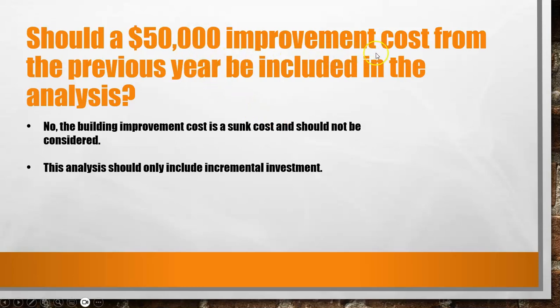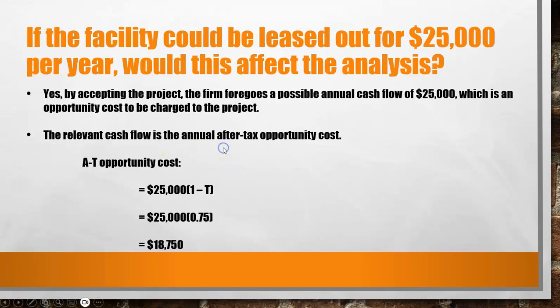Should a $50,000 improvement cost from the previous year be included? No, it's a sunk cost. We talked about that last week. Sunk costs don't go into it.